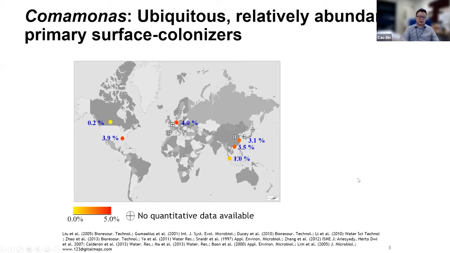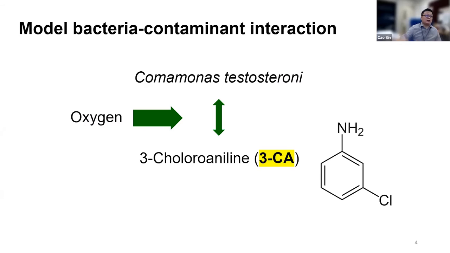The interesting thing is, this group of organisms is also reported as the primary surface colonizers in membrane bioreactors for domestic water treatment. So this is a very interesting group of organisms, and we still do not know much about why they thrive in this environment, what exactly they are doing there, and why they can be primary colonizers. That's why we use one Comamonas bacterium, Comamonas testosteroni, as a model organism to look at a very simple interaction.